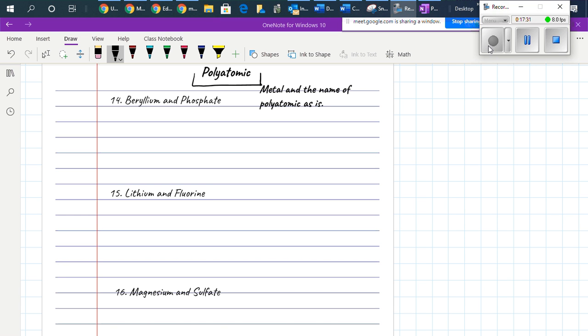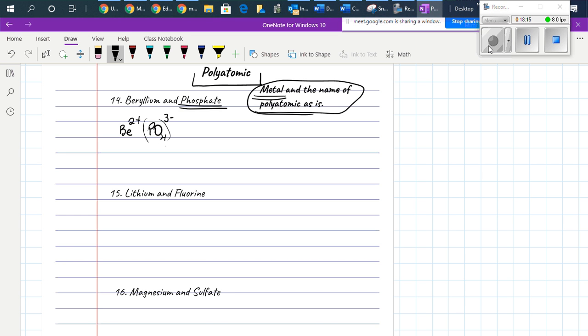And when we have a polyatomic that is formed in an ionic compound, the rule that we follow is a metal and whatever is the name of the polyatomic. We don't change it, we keep it as it is. So when we have beryllium, beryllium is +2. And then we have phosphate. So in the periodic table, we will find where is phosphate. And phosphate is PO4 3-.